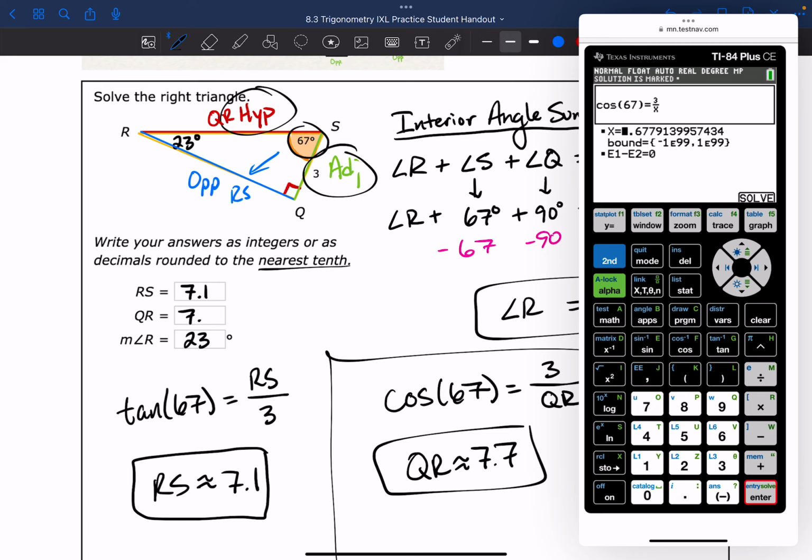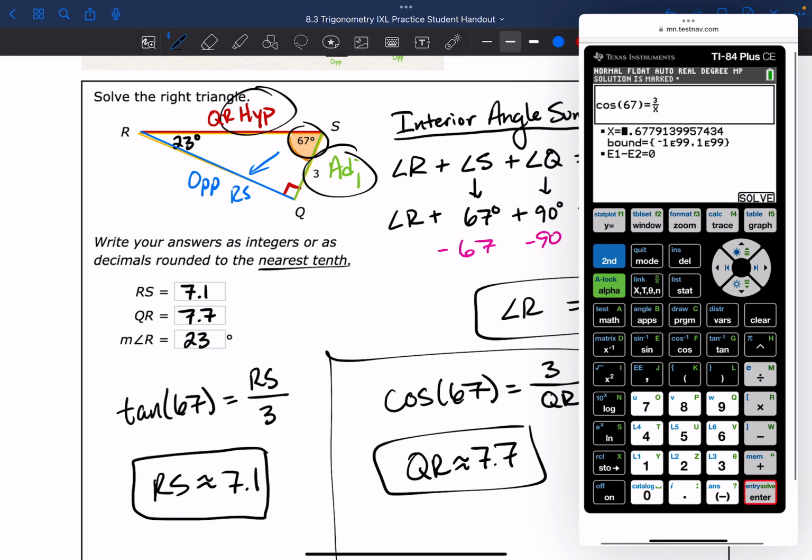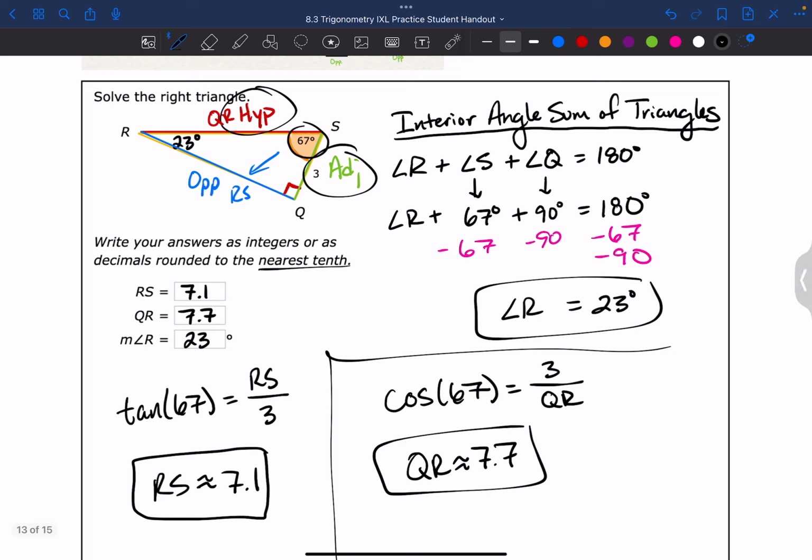And that gives me a good point of relief, because my hypotenuse should be the longest side, and my hypotenuse is 7.7, which is longer than the other two sides. So there we go. There's a lot of things that we're combining. In this case, we're using interior angle sum of triangles, and we're also using trig ratios.